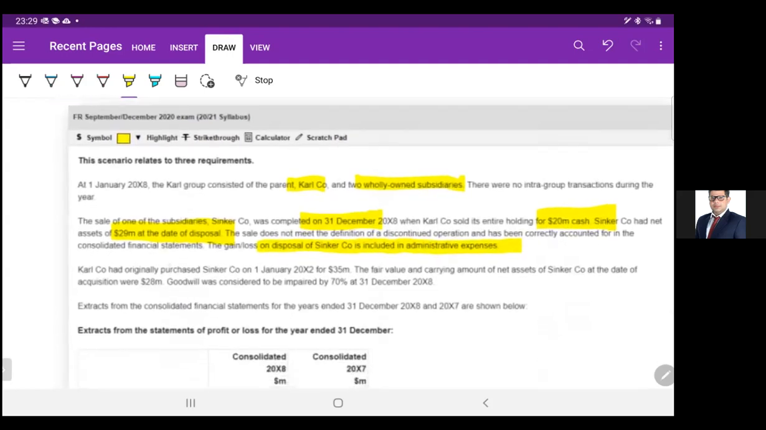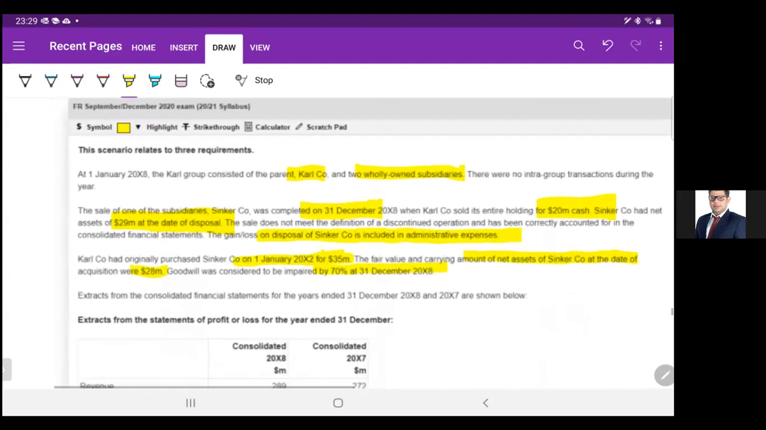Carl Company had originally purchased Sinker Company on 1st January 20X2 for 35 million. The fair value and the carrying amount of net assets of Sinker Company at the date of acquisition was 28 million. Goodwill was considered to be 70% impaired at the 31st December 20X8 exit.